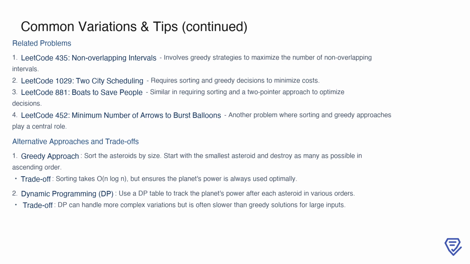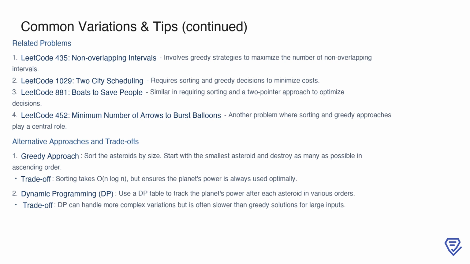This problem is part of a broader category of challenges that require sorting and greedy algorithms. For example, LeetCode 435, which deals with non-overlapping intervals, requires a similar greedy strategy to maximize the number of intervals without overlaps. LeetCode 1029, two-city scheduling, involves sorting and making greedy decisions to minimize costs. Another example is LeetCode 881, boats to save people, which uses sorting and a two-pointer approach to optimize resource usage. Similarly, LeetCode 452, minimum number of arrows to burst balloons, demonstrates how sorting and greedy algorithms can simplify complex decision-making.